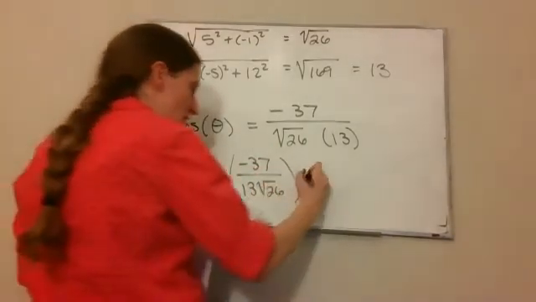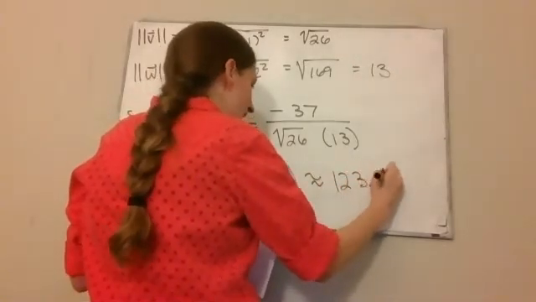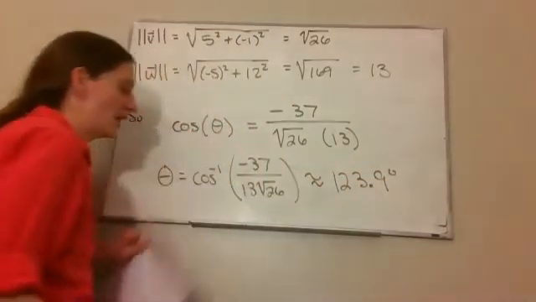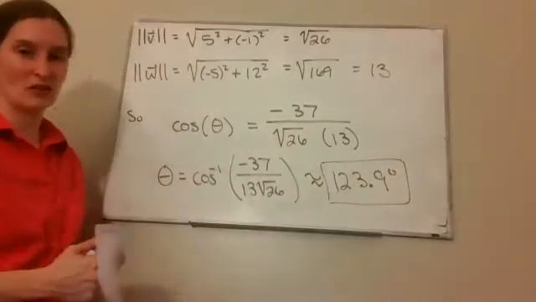Which rounded to the nearest tenth of a degree is 123.9 degrees. And that's the angle between the two vectors.